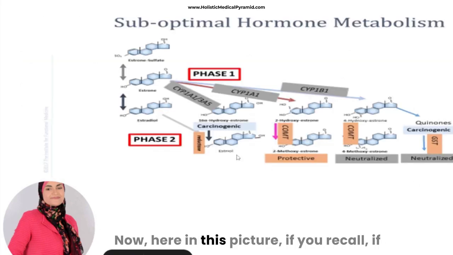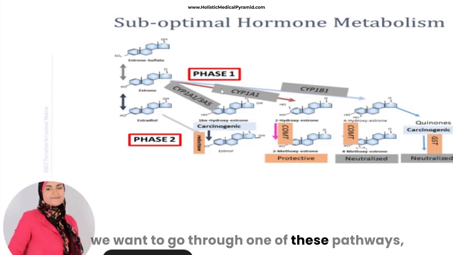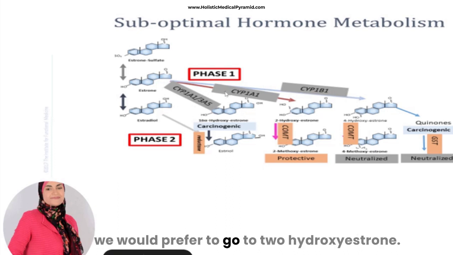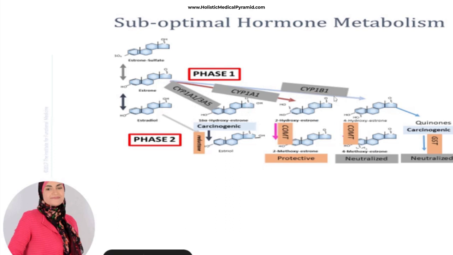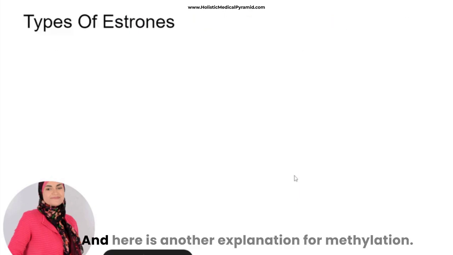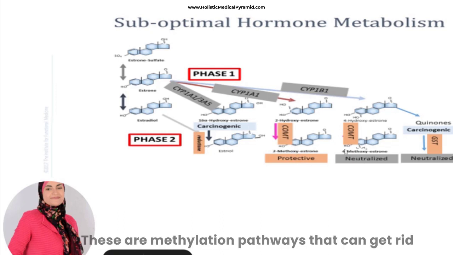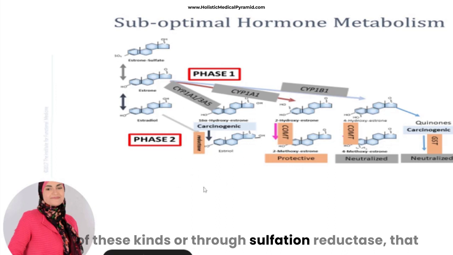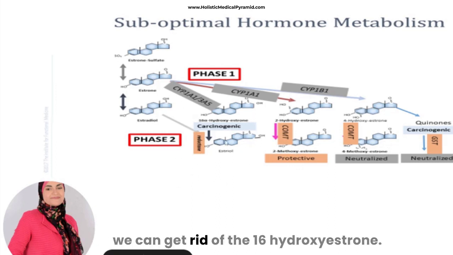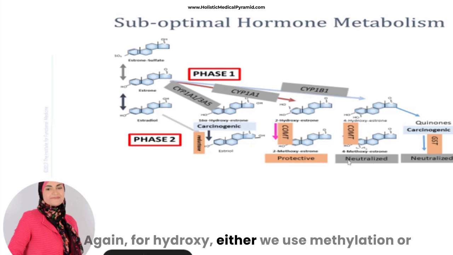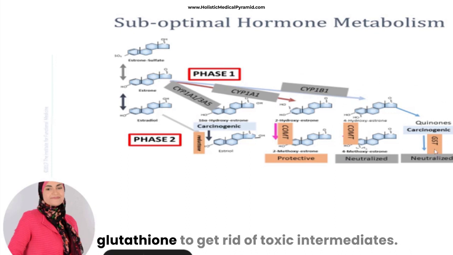Now, here in this picture, if you recall, if we want to go through one of these pathways, we would prefer to go to 2-hydroxyestrone. And here is another explanation for methylation. We use either the methylation pathway to get rid of these, or sulfation reductase to get rid of the 16-hydroxyestrone. Again, for hydroxy, either we use methylation or glutathione to get rid of toxic intermediates.